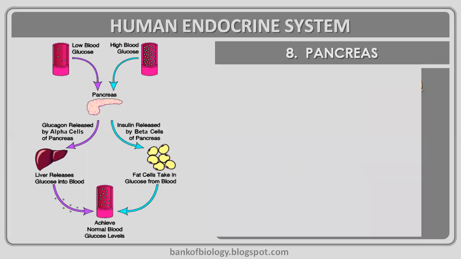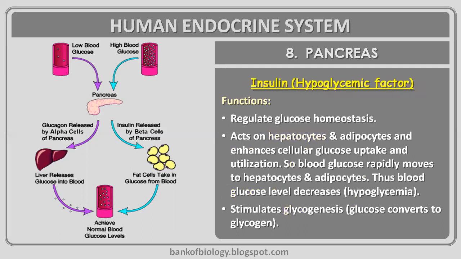In contrast, insulin regulates glucose homeostasis and acts on hepatocytes and adipocytes to take up more glucose for the conversion of glucose into glycogen. Then blood glucose levels will drop down to the normal condition. We call insulin a hypoglycemic hormone. So what is the function? It stimulates glycogenesis. Both will act appropriately based on necessity and requirement.